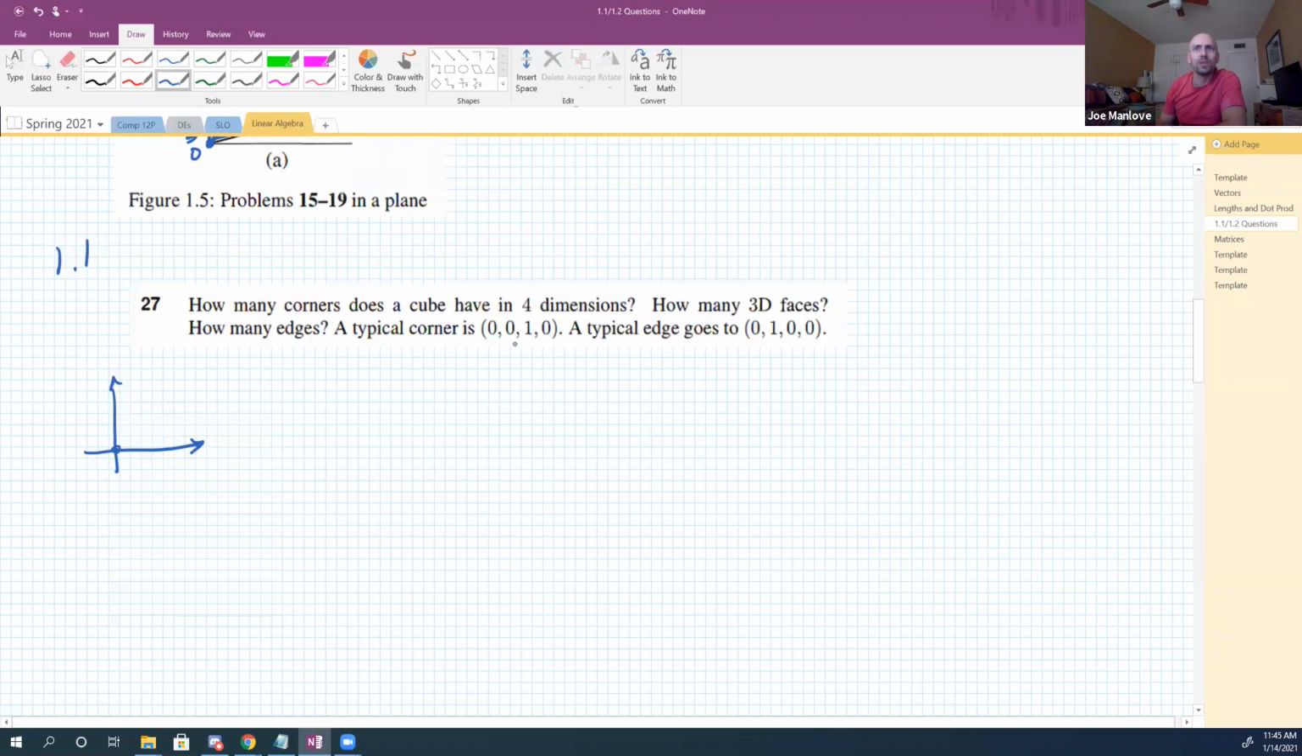I'm assuming they're talking about the unit square or the unit cube. Does it really matter? No, it'll have the same amount of corners and edges and faces. It doesn't really matter how you count this. So I'm going to assume it's the unit cube to make my brain a little bit more capable of handling this.